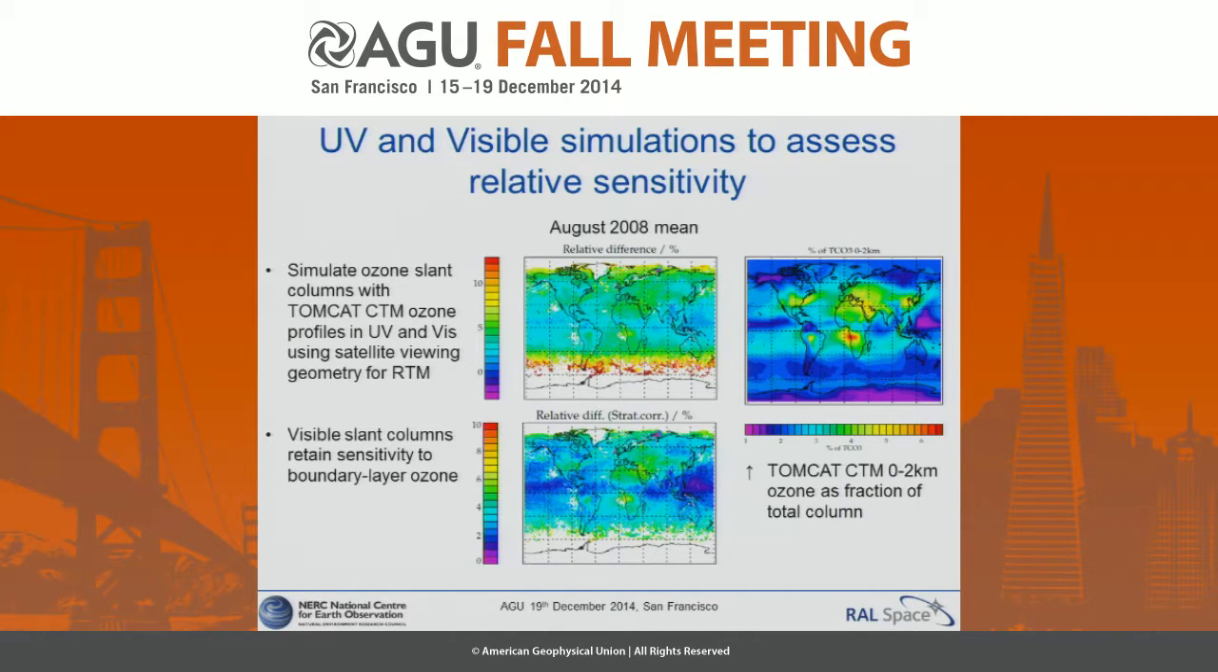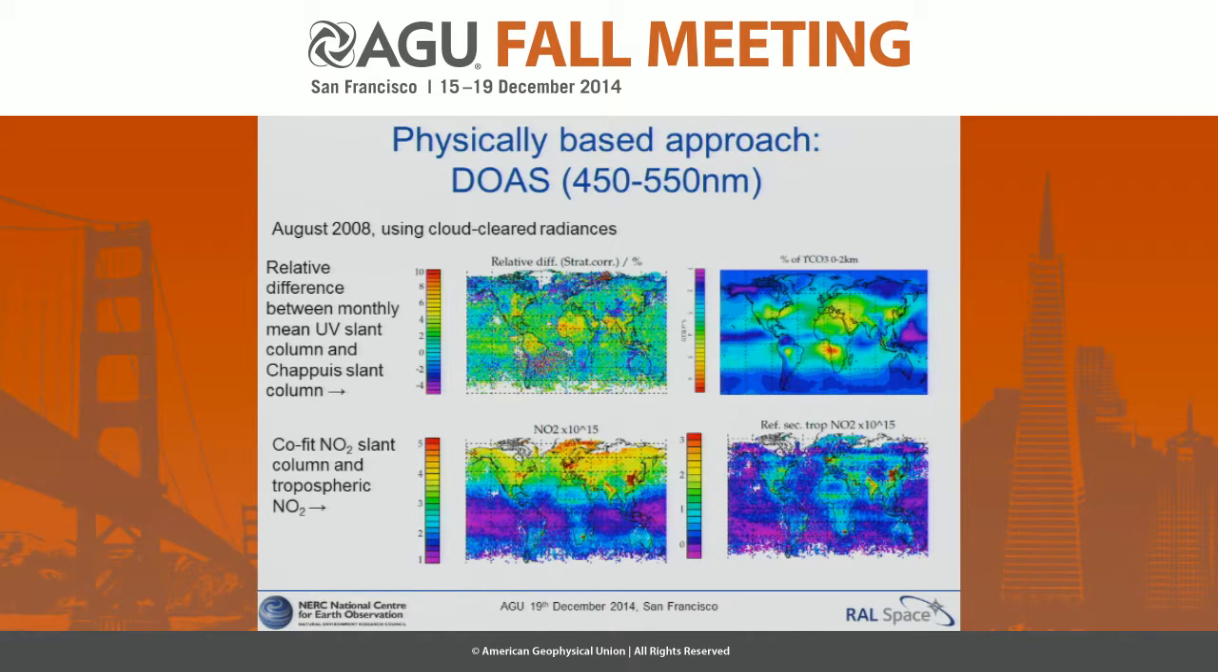And now you're really starting to see the shape of the boundary layer ozone that's reflected here, especially over Africa and Europe and even over North America. So we know there is a signal that can be retained in this Chappuis slant column that is not there in the UV.